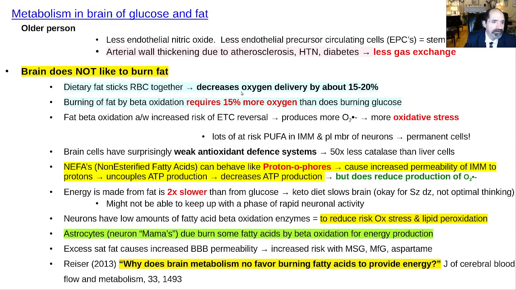Okay, we just talked about how the brain does not like to burn fat because fat in the blood decreases oxygen to liver. Beta oxidation of fat, because it's so heavily reduced, lack of oxygen, requires at least 15 to 20% more oxygen. That's bad. Cell doesn't want to do it. Okay, here's a good article if you want to read a Reiser's article on why brain metabolism does not favor burning fats.